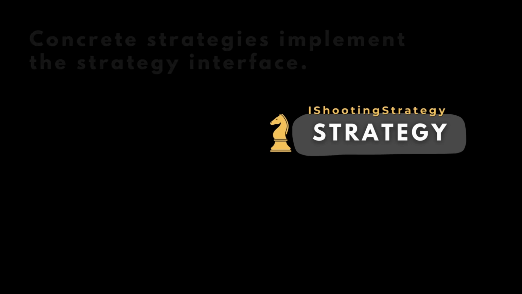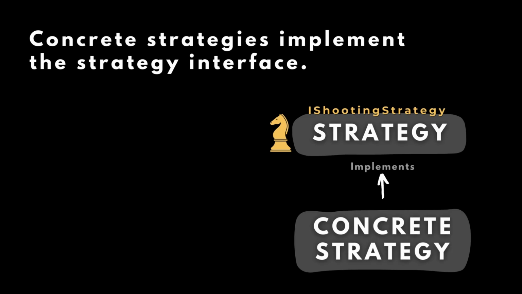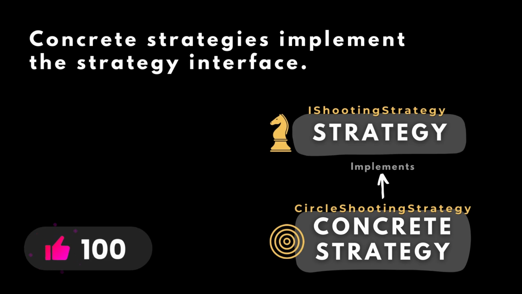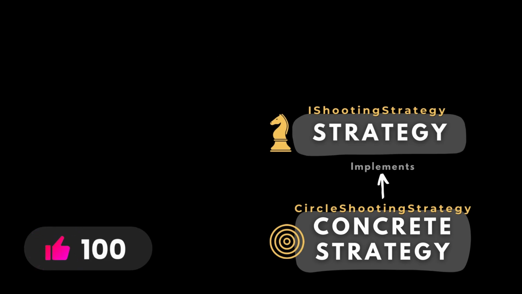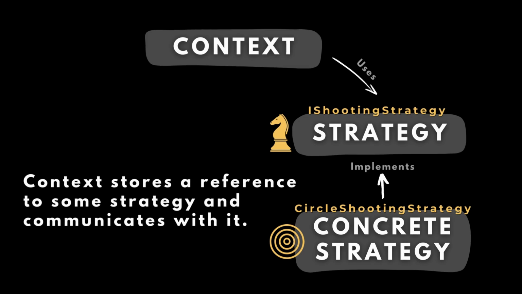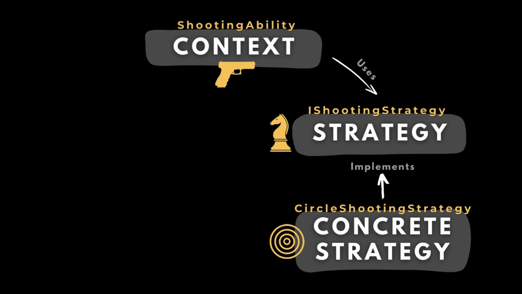The second element are concrete strategies, which will be classes implementing the strategy interface. So in our case, we'll have CircleShootingStrategy, then some RandomShootingStrategy, and so on. The third element is a context, which will be just storing a reference to some strategy, so to the interface, and it will be communicating with it. In our case, we'll have the script ShootingAbility, where we are just going to set some strategy. Based on that strategy, we are going to get a list of all of the missile positions and the directions, we are going to instantiate the missiles, and so on.